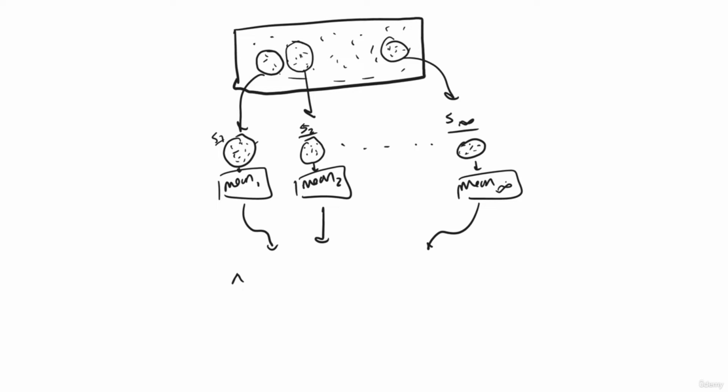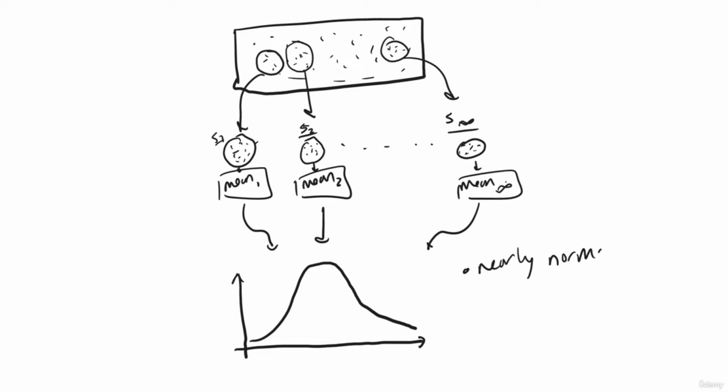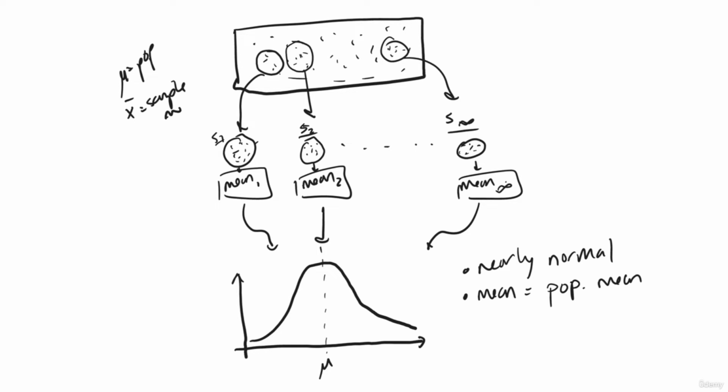We plotted the distribution of them. The distribution will be nearly normal. It will have mean equal to the population mean. So this right here is equal to mu, which is the population mean. And then X bar is what we commonly refer to as the sample mean.